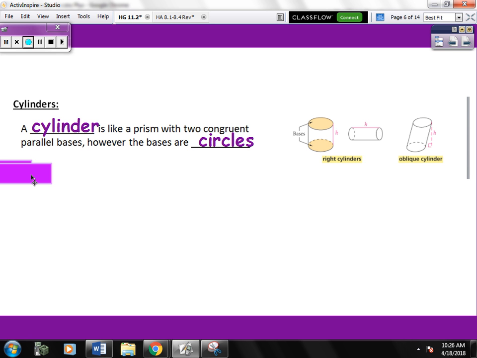You can still have right cylinders, which means that the height is going to be perpendicular to the base, or an oblique, which kind of looks like the Leaning Tower of Pisa, like slanted. The only thing you have to worry about is that the height will be this little dashed line instead of using the side of the cylinder. The height just becomes like a dashed line instead of on the side.